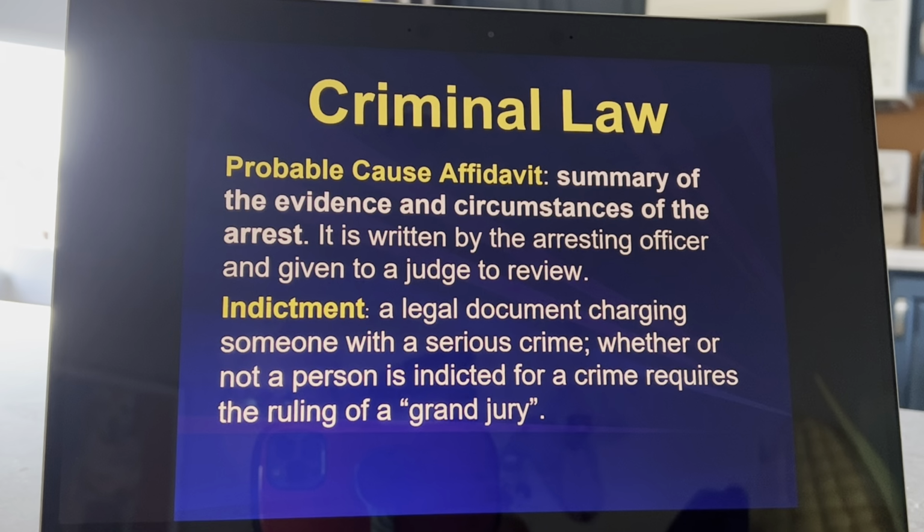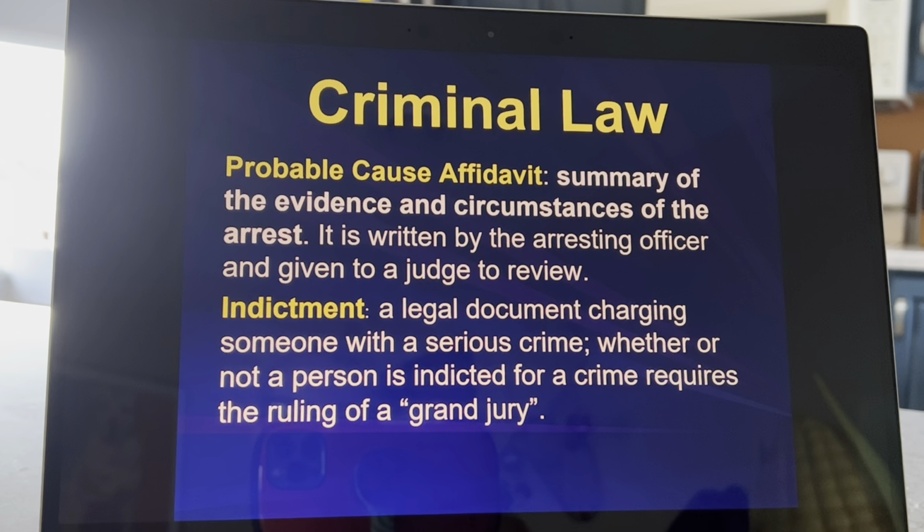Okay, so an affidavit comes first, and then an indictment is where the facts of the case have been presented to a grand jury, and they have then voted and said that, yep, this person should be indicted for that crime, and they should answer for it, and they should basically go to trial. Okay, so it means that a person has been charged with a crime, basically.